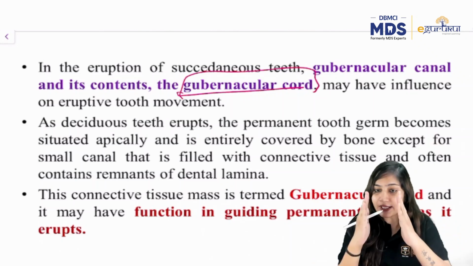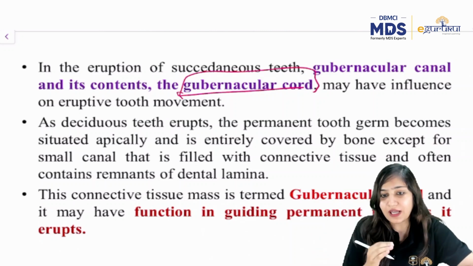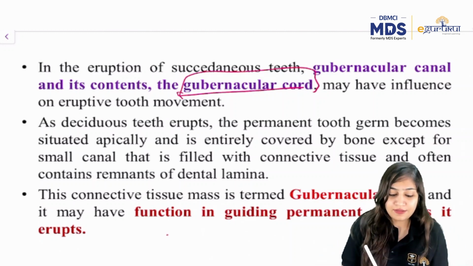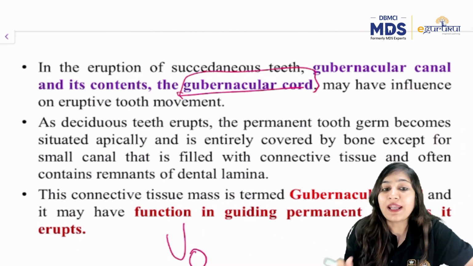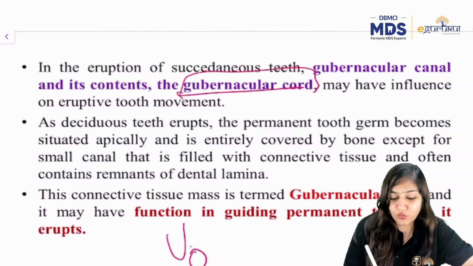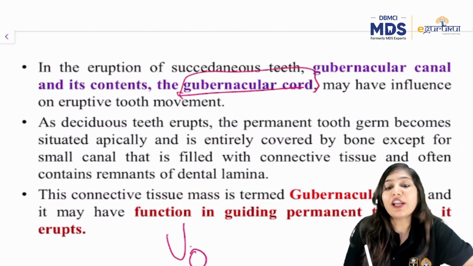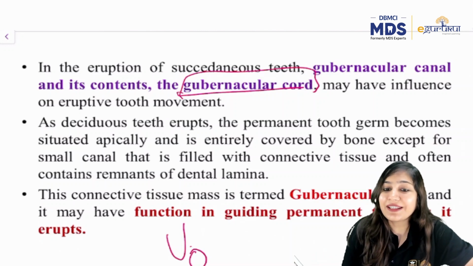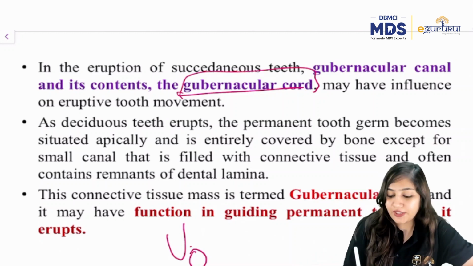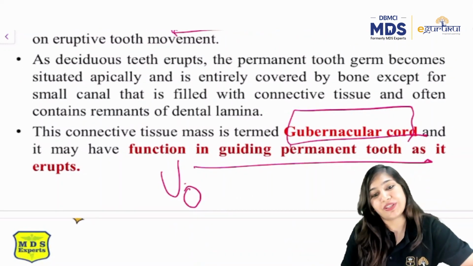As soon as the deciduous tooth erupt in the oral cavity, what will happen? The tooth germ for the permanent tooth will move apically. This is the permanent tooth. Then our tooth germ will be present apically. It will be covered entirely by bone except for a small canal. And this small canal will be containing what? Connective tissue and remnants of dental lamina. This canal is what? Gubernacular canal having soft tissue component, that is gubernacular cord. And it helps in guiding of permanent tooth.